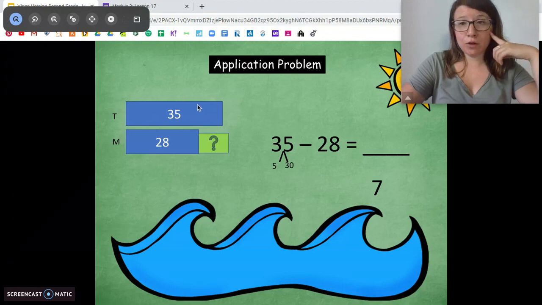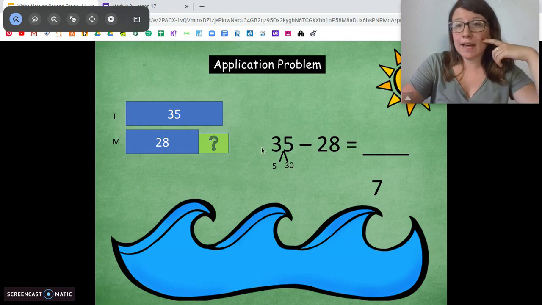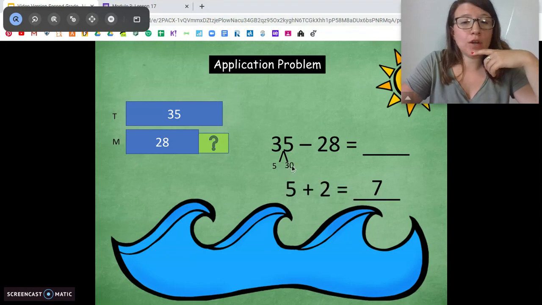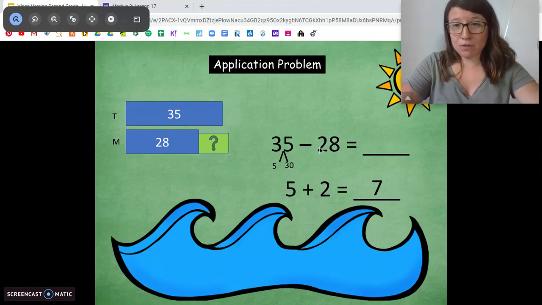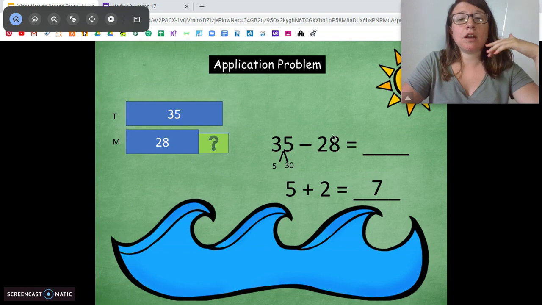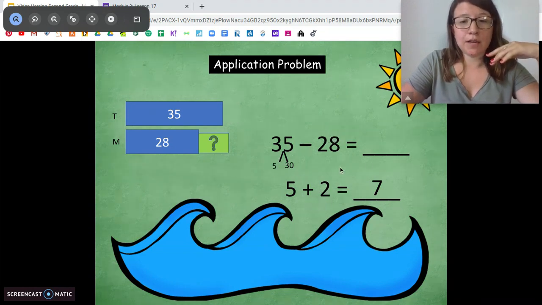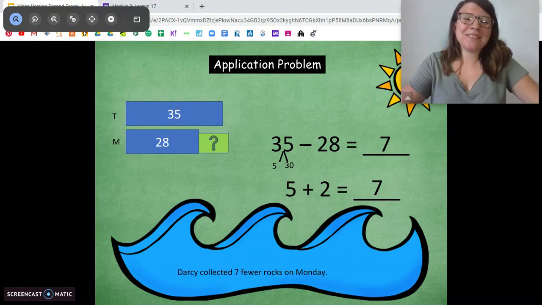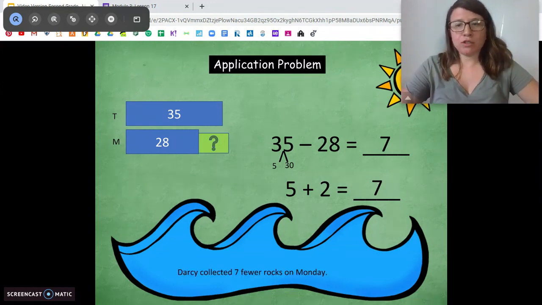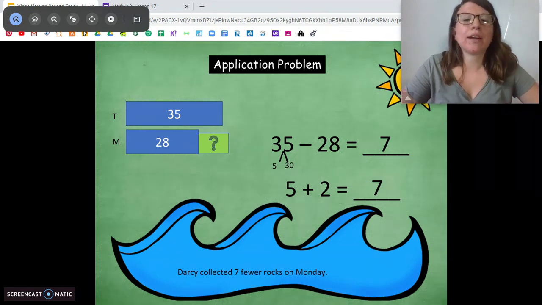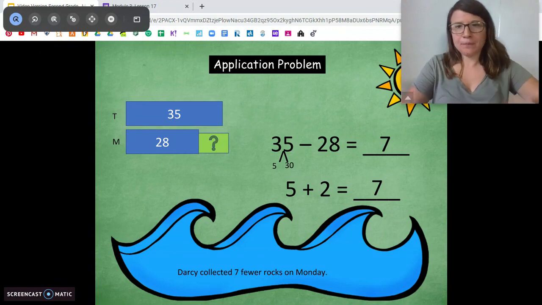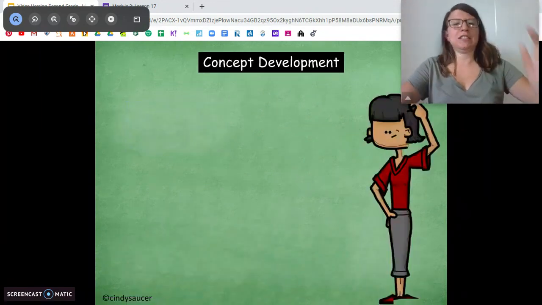Tuesday she found 35. Monday she found 28. We need to find the difference here. So now we can set up our subtraction problem. We can decompose 35 and then we can take 30 minus 28. That's an easy problem for us to solve because we know our base 10 facts. 30 minus 28 is 2. Then we add in those extra 5 and we get 7. Thumbs up if you got that. Good work. So again, with our word problems, we don't just want to say 7. We want to say 7 what? Darcy collected 7 fewer rocks on Monday. Awesome work.